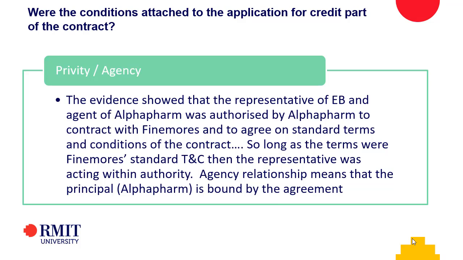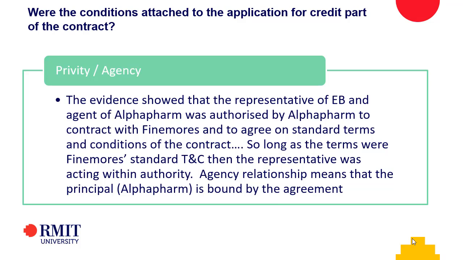The evidence showed that the representative, who was a representative of EB and acting as an agent of Alphapharm, was authorised by Alphapharm to enter into the contract and to agree on standard terms. So as long as FindMore's contract was on standard terms, as long as these weren't unique terms or something different, they were authorised to do that. So the agency relationship meant that the principal was bound by the agreement.